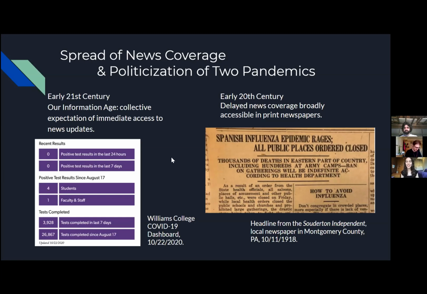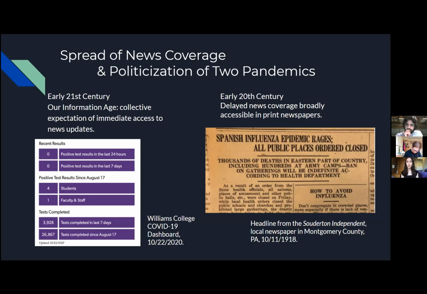Thank you guys. And thank you, Isaac, for that data. Before we can clearly understand the politicization of our current pandemic, I think it's important to think about how the spread of news coverage has changed in the last 100 years. So as Isaac mentioned, and many others, we're currently living in a global information age, wherein many citizens feel entitled to immediate updates about world events online and digitally.